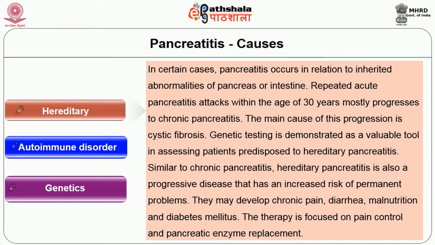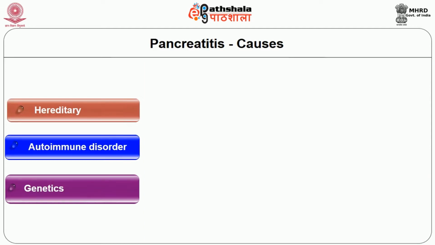Similar to chronic pancreatitis, hereditary pancreatitis is also a progressive disease that has an increased risk of permanent problems. They may develop chronic pain, diarrhea, malnutrition, and diabetes mellitus. The therapy is focused on pain control and pancreatic enzyme replacement.